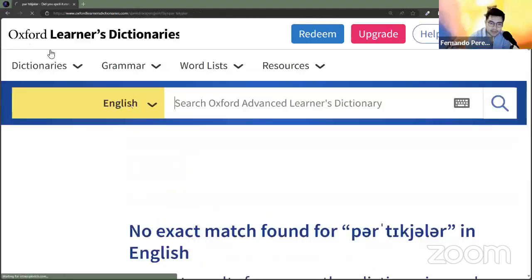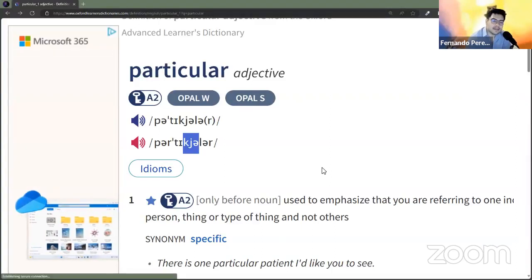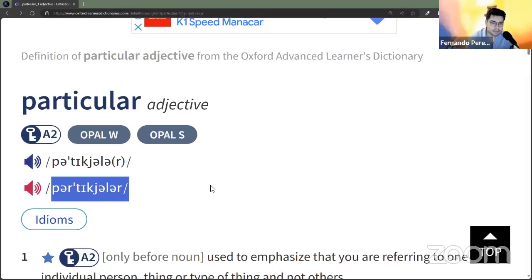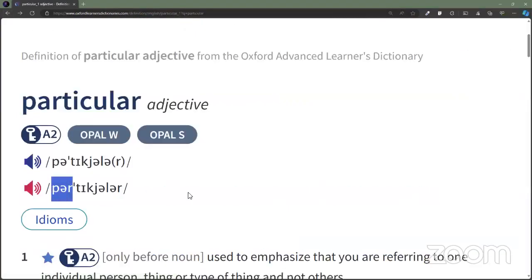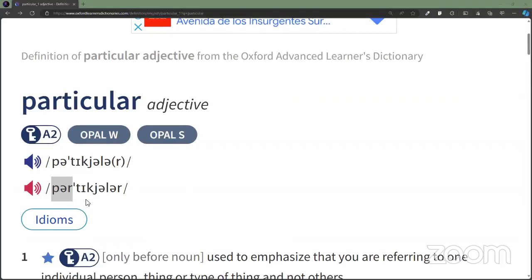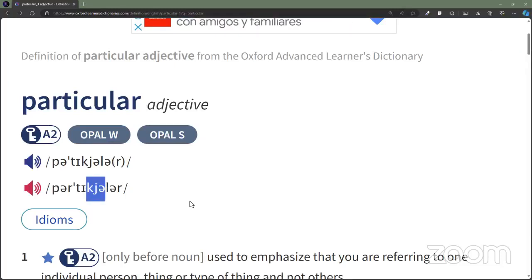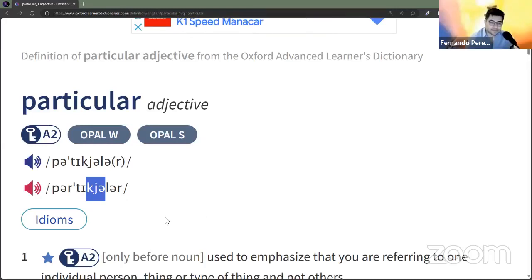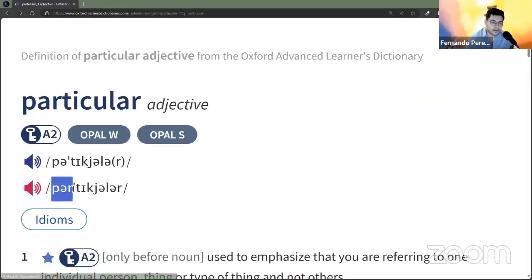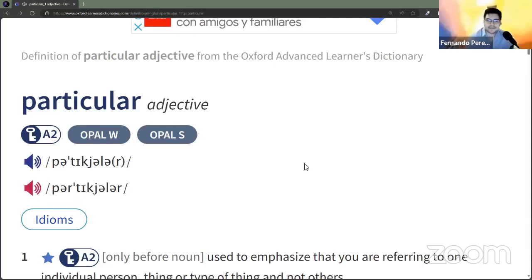This syllable sounds Q. Kia. So, syllable number one, per. Syllable number two, te. Syllable number three, kia. Per, te, kia. Particular. Perfect. It's not par, it is per. Particular. Good. Particular.